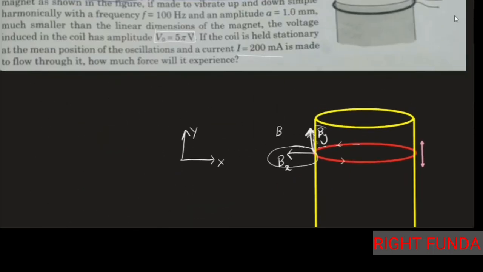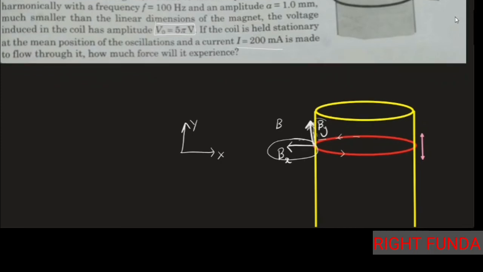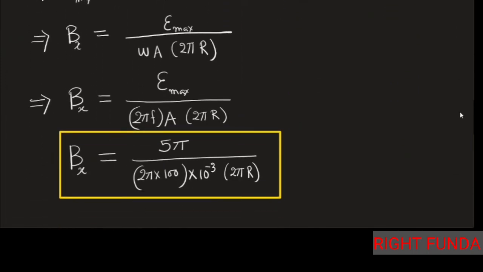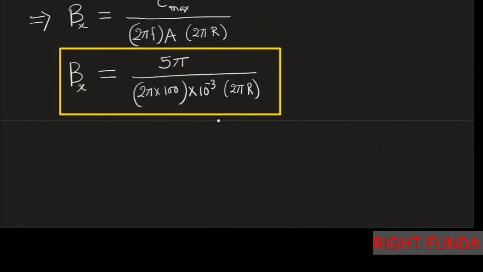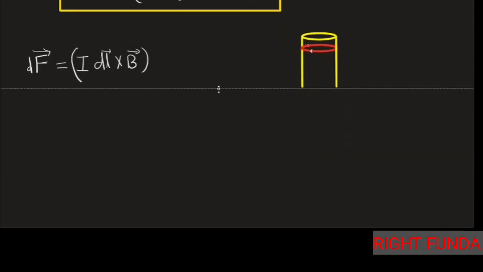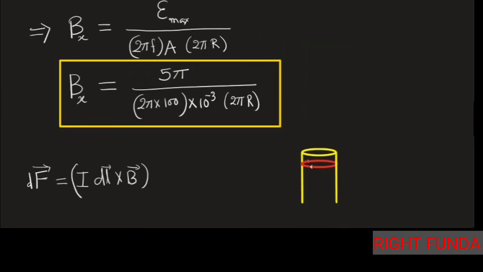What it is saying is that if the coil is held stationary at the mean position of the oscillations and a current of 200 milliampere is made to flow through it, how much force will it experience? So there is a magnetic field there, and in that magnetic field the current carrying loop is placed. A current carrying loop placed in a magnetic field experiences force, we know, and the force is given by dF equal to I dl cross B. Now in this I dl cross B, we'll see again which component of magnetic field will contribute toward the force.